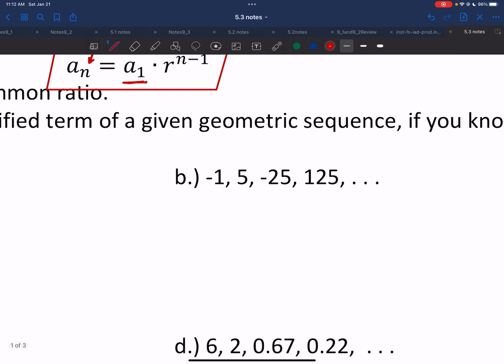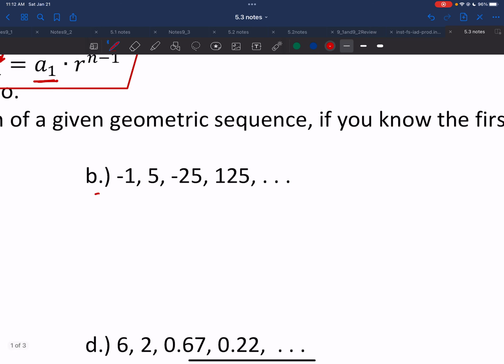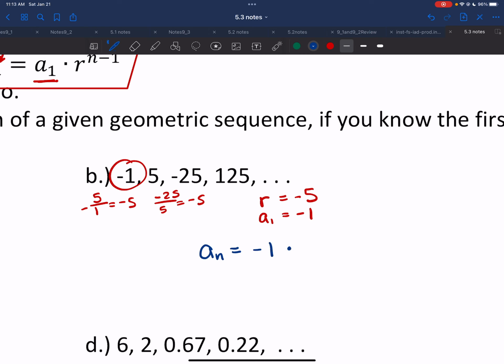Let's take a look at B. 5 divided by negative 1 gives me negative 5. Negative 25 divided by 5 gives me negative 5. So we know that our ratio is equal to negative 5. My first term, a1, is equal to negative 1. And so I can go ahead and create my equation. I have a_n equals a1, which is negative 1, times negative 5 to the n minus 1 power.